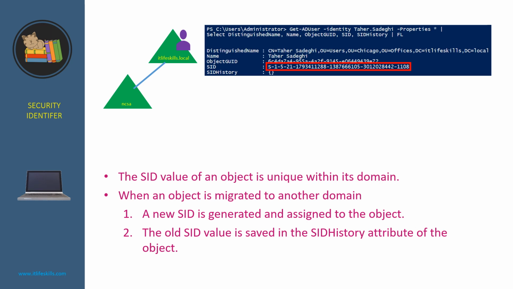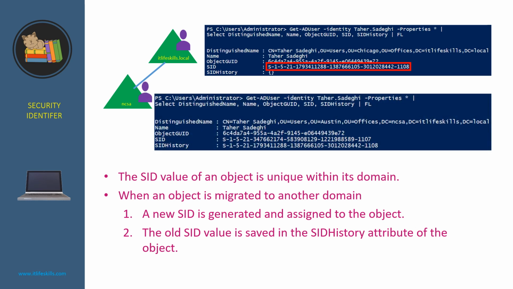So in this example, the user object is in itlifeskills.local. When it is migrated to ncsa.itlifeskills.local domain, a new SID is generated and assigned to the object, and the old SID is saved in the SID history of the object.